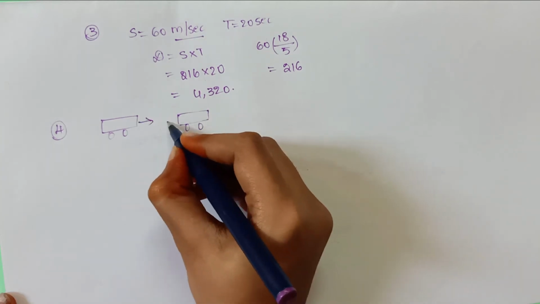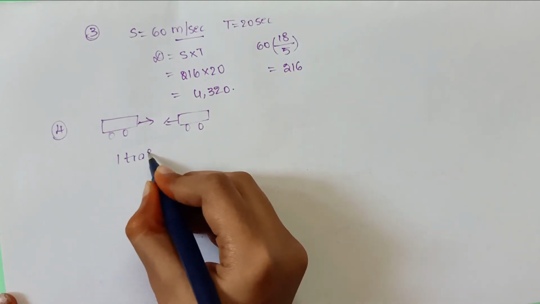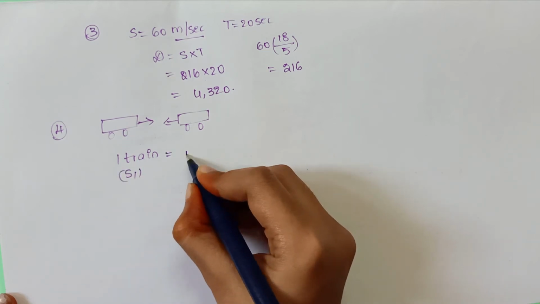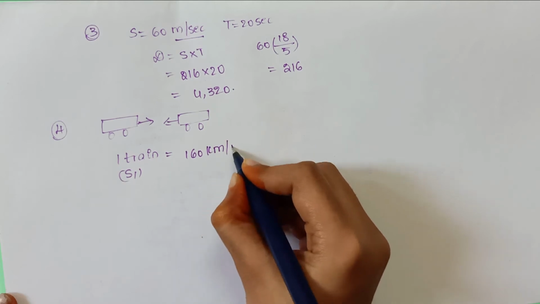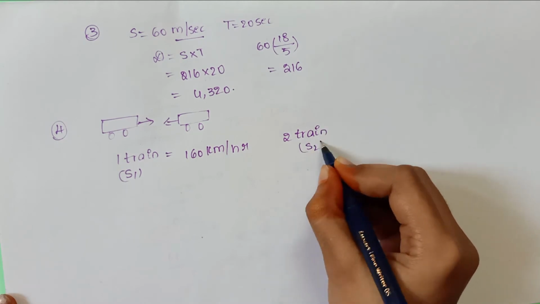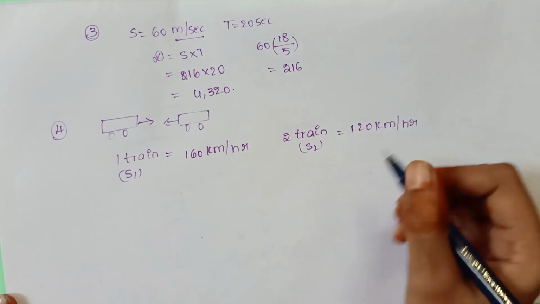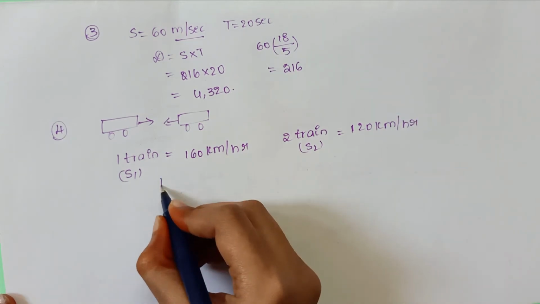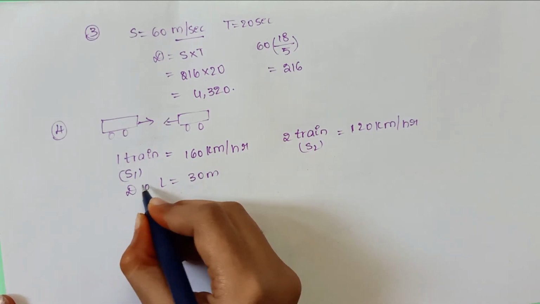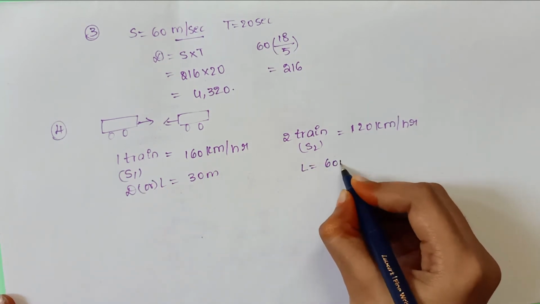Now fourth example, when two trains are moving oppositely, where one train speed S1 is equals to 160 km per hour, where another train speed is equals to 120 km per hour. They gave length also. Length L1 is equals to 30 meters. Length means distance, L2 is equals to 60 meters.